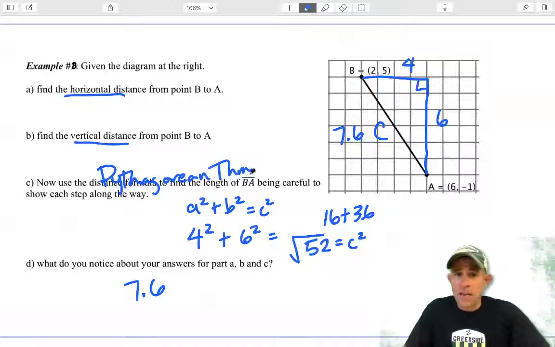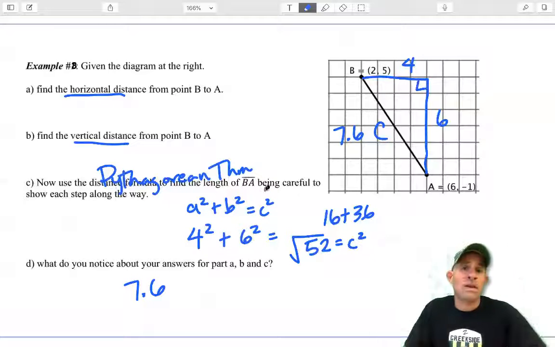In your summarized section for today, you'll be asked to consider using both of them in order to find the length of a segment.